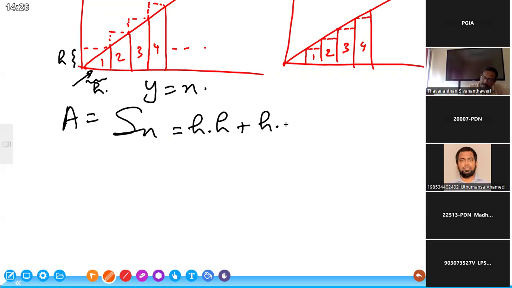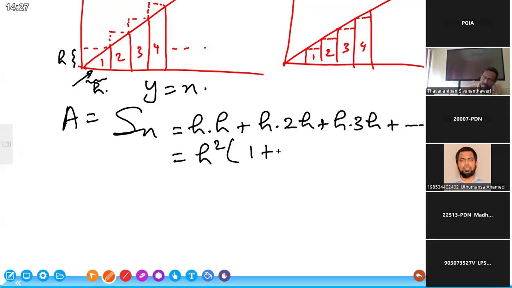H into 2h. Third one, h into 3h. Likewise it goes. The last one, h into nh. Do you all agree? So that we could say h square into 1 plus 2 plus 3 up to plus n. So we can write it like that.